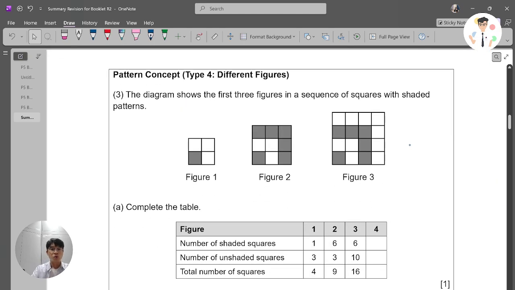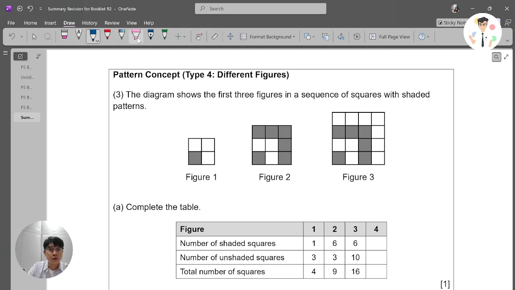Again, we are moving on to the next one, which is pattern concept type 4. So as I shared with you, pattern concept type 3, we didn't do about that, but we talked about type 4. Now, let's look at this question. The diagram shows the first 3 figures in the sequence of squares with shaded pattern. So you can see figure 1, 2, 3.